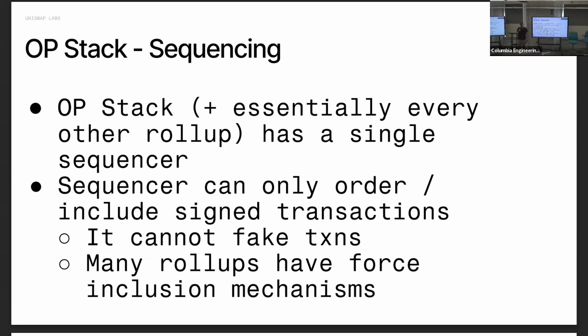And rollups use the way they're designed to enforce guarantees on the system. So the sequencer obviously has a lot of power with how it can order transactions, but it's not an infinite power. It cannot fake transactions. That's validated. Nodes will reject any block which has that. And then many rollups have a forced inclusion mechanism which allows a user to bypass the sequencer in case the sequencer is censoring their transactions.